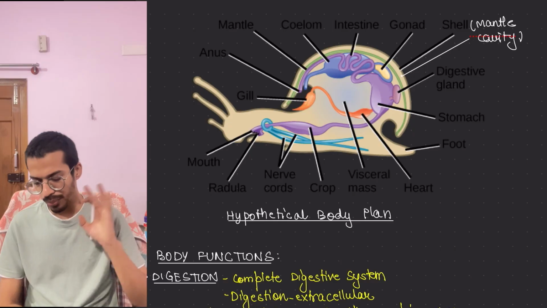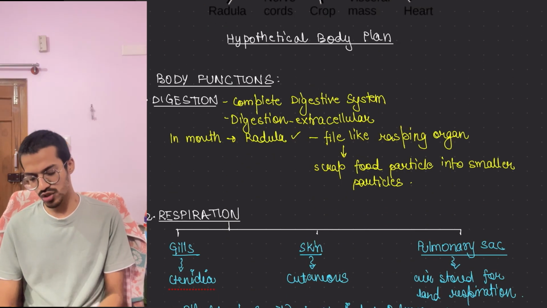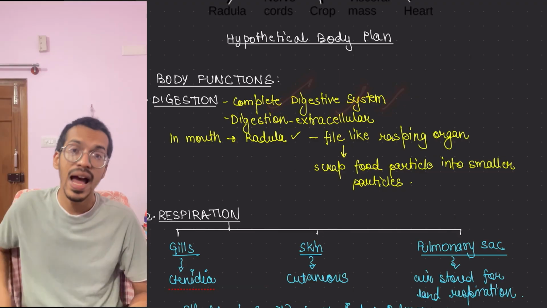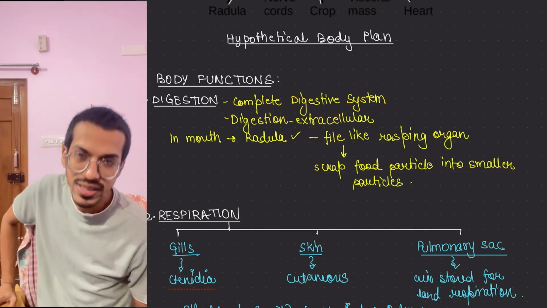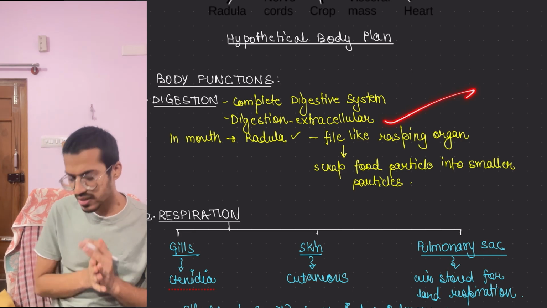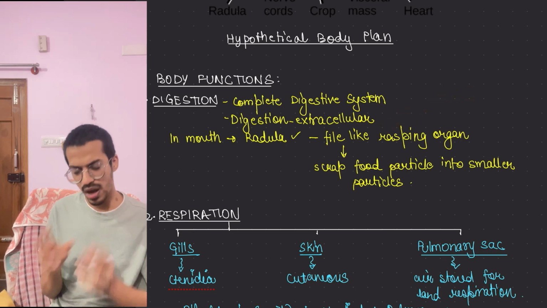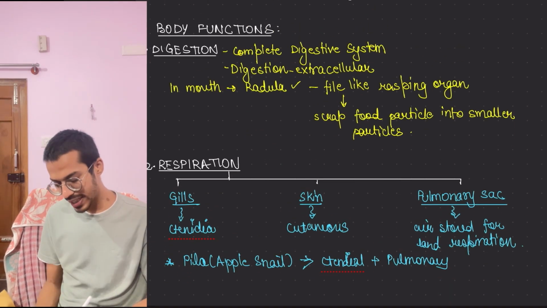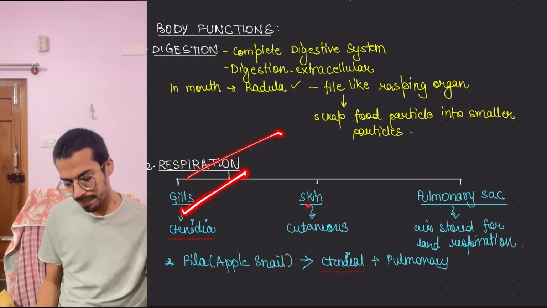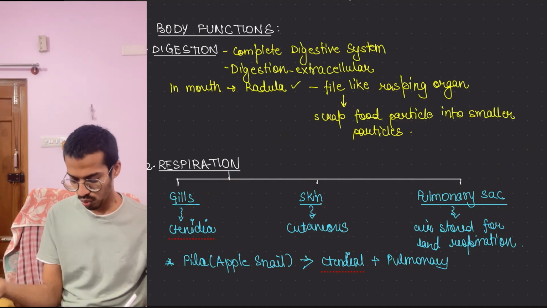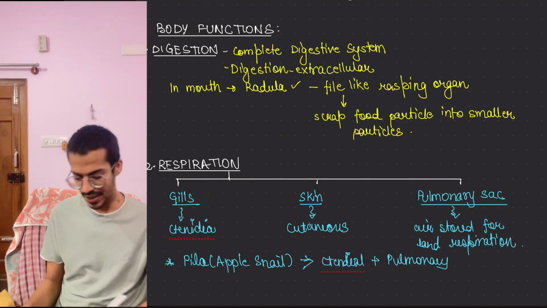Okay, next is its body functions. Digestion: it has a complete digestive system, and it has extracellular digestion, because it has a stomach-like organ present in it. Its mouth has a radula, which we have already studied. Then respiration: it can take place through the gills, skin or pulmonary sac. Gill respiration is called what? Ctenidial respiration.